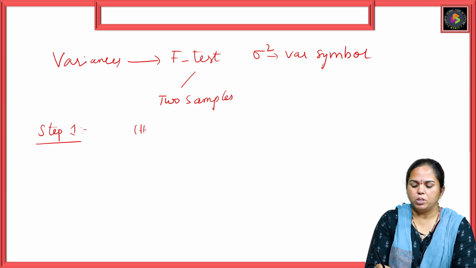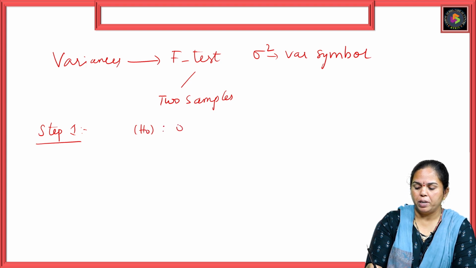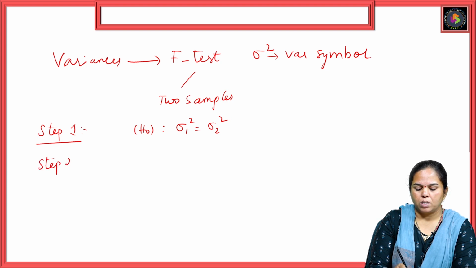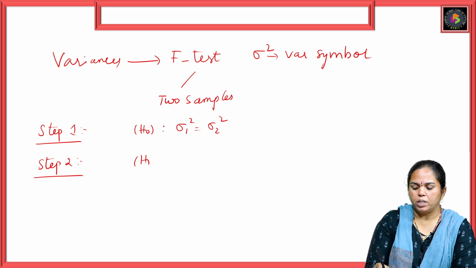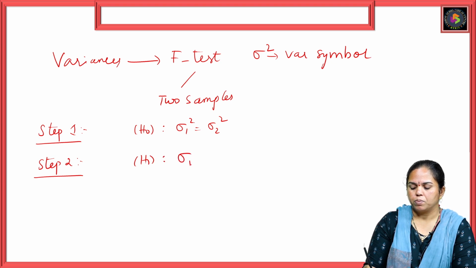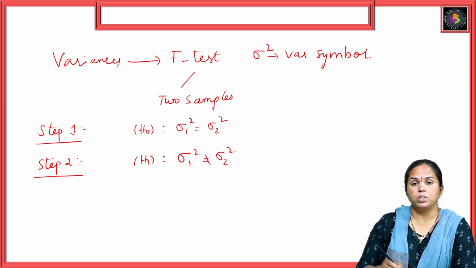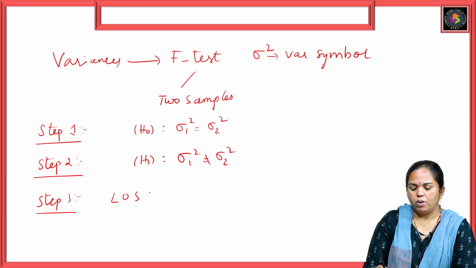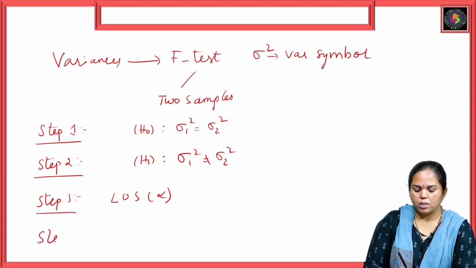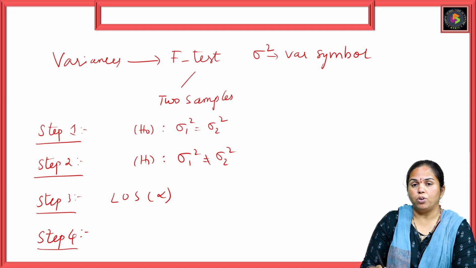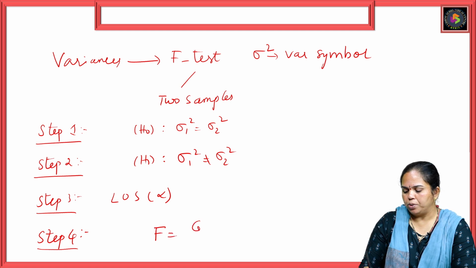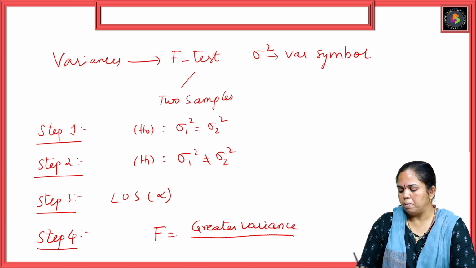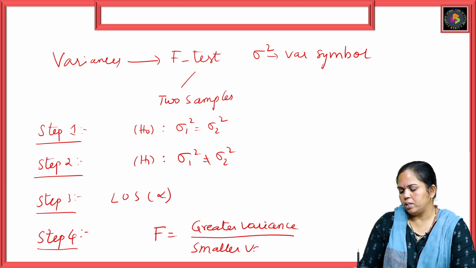Step 1, null hypothesis H0: sigma 1 square equal to sigma 2 square. Step 2, alternative hypothesis H1: sigma 1 square not equal to sigma 2 square. Step 3, level of significance alpha. Step 4, test statistic F equal to greater variance by smaller variance.